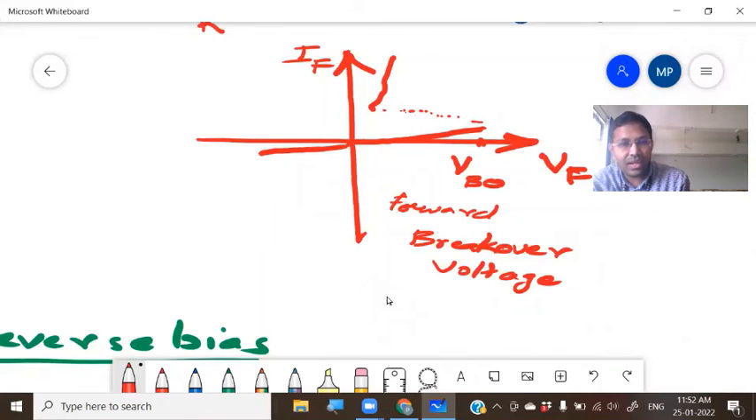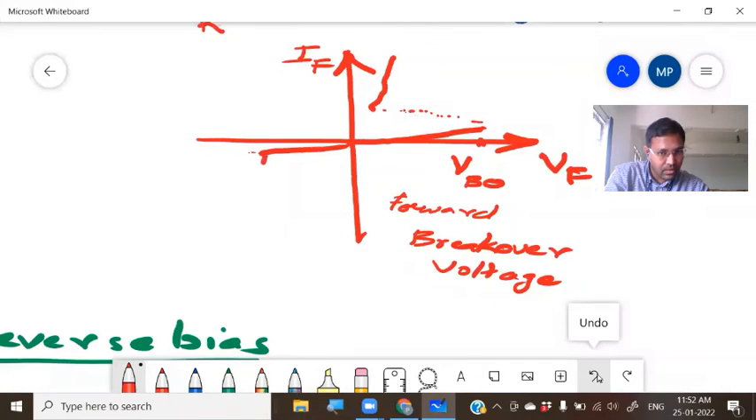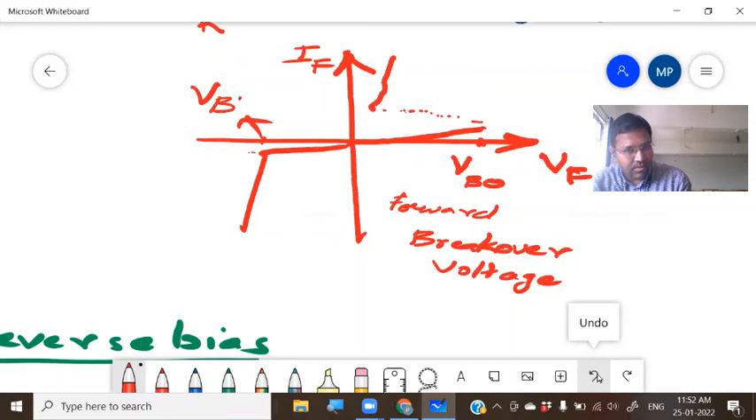But you know very well that after some point, any junction will break down. So even this particular device will also break down. The characteristics will be like this. And this particular point is called the breakdown voltage, represented by VBR.